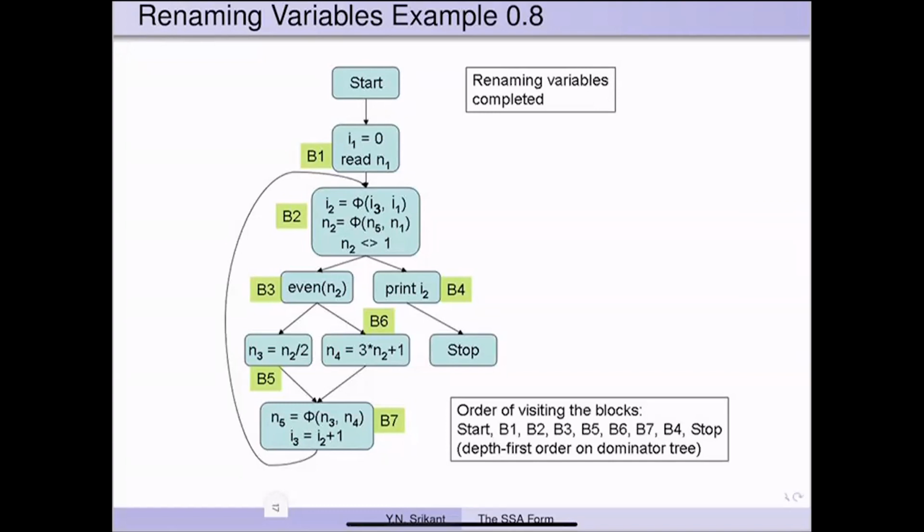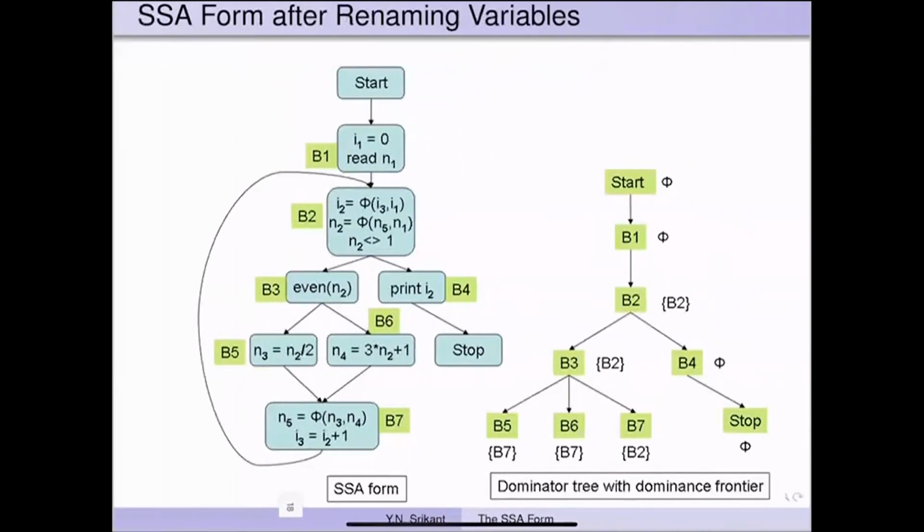So renaming of variables requires a version stack, as some of you might have guessed. The current version has to be kept on the stack, and it has to be pushed and popped appropriately. And how to push and pop is based on the dominator tree relationship. So SSA form, I think it is just a repetition of that picture.